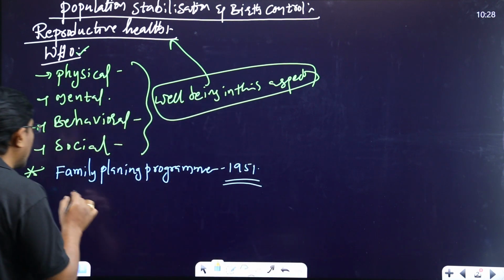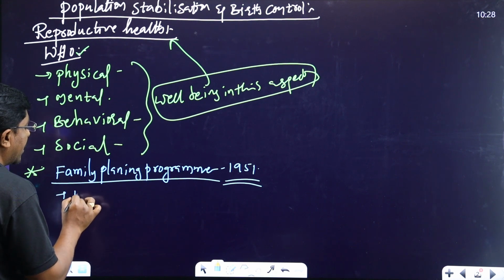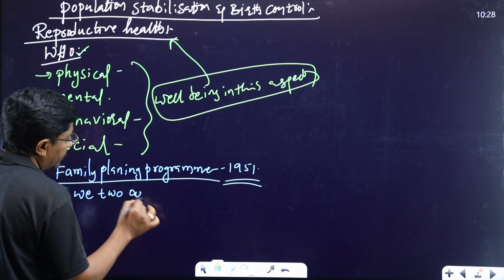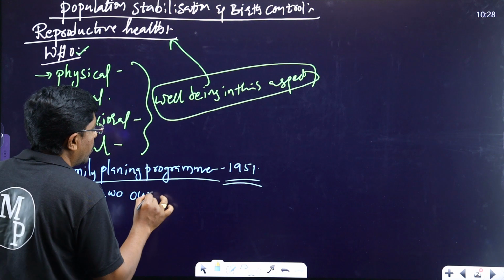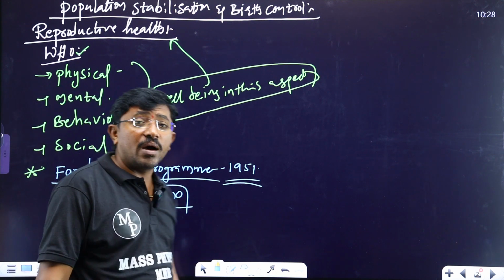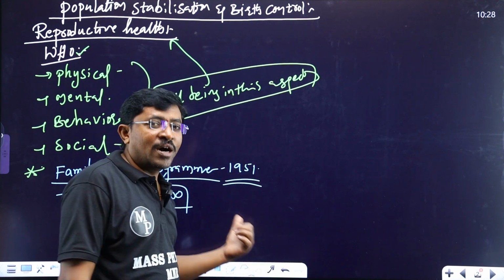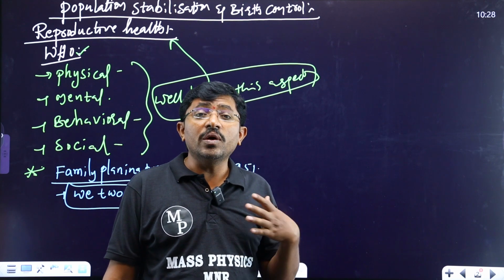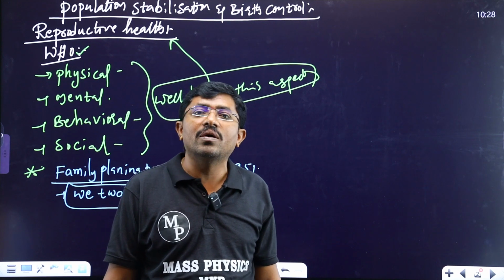What is the slogan of the family planning program? It is hum do hamare do, or we two, our two. In Telugu, manamiddaram manakiddaru. It helps the Indian government encourage small families.